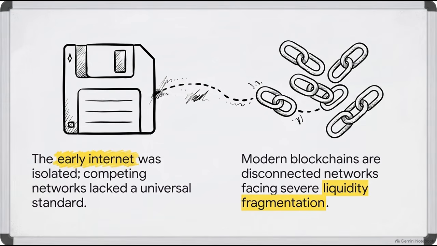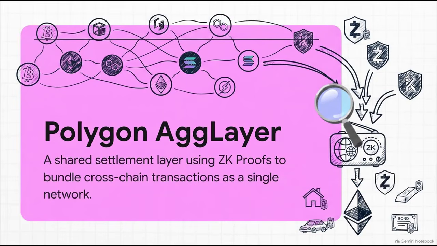Think about it. If you tokenize a building on Ethereum, a portfolio of bonds on Solana, and a private equity fund on some private enterprise chain, they can't easily interact. They are completely trapped in isolated liquidity silos, which severely limits their potential. Now, what's really interesting is how we actually solve that exact problem. Enter the Polygon AG layer.